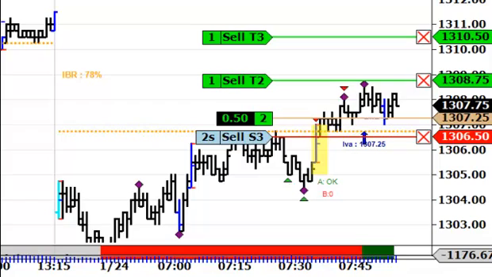So the worst case scenario on this trade at this point would be if the market should turn lower and hit 1306.50, and we would lose 3 ticks on 2 contracts, and we would end up with a wash or a scratch on the trade. In other words, the net result would be we'd make 3 ticks on 2 contracts and we'd lose 3 ticks on 2 contracts. So that would be a scratch trade or a wash.